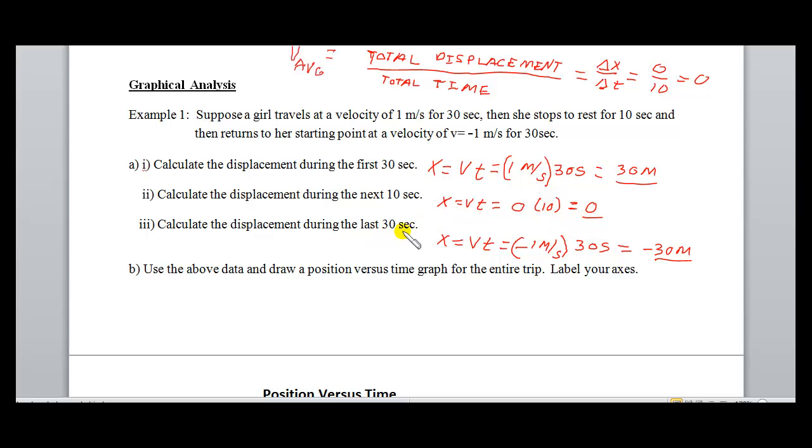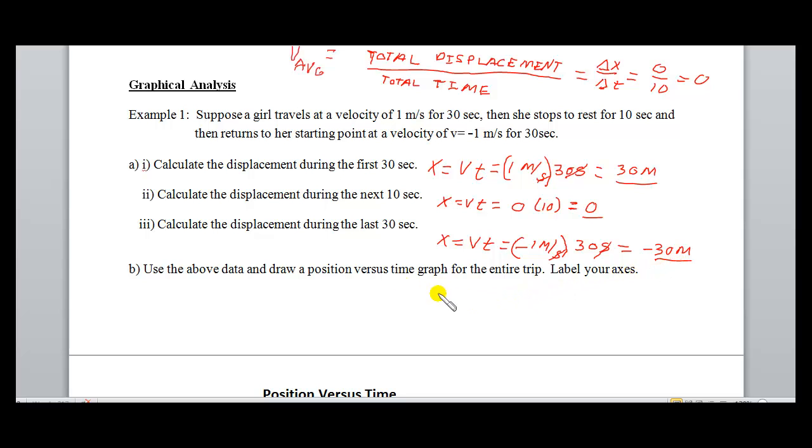And in the last 30 seconds, now she was traveling in the opposite direction, negative 1 meter per second, times 30 seconds gives me negative 30 meters. And note that we can see that the units are correct because over here seconds cancel with seconds, and I end up with meters for my displacement. And the same thing here. These seconds cancel with these seconds, and I end up with meters.